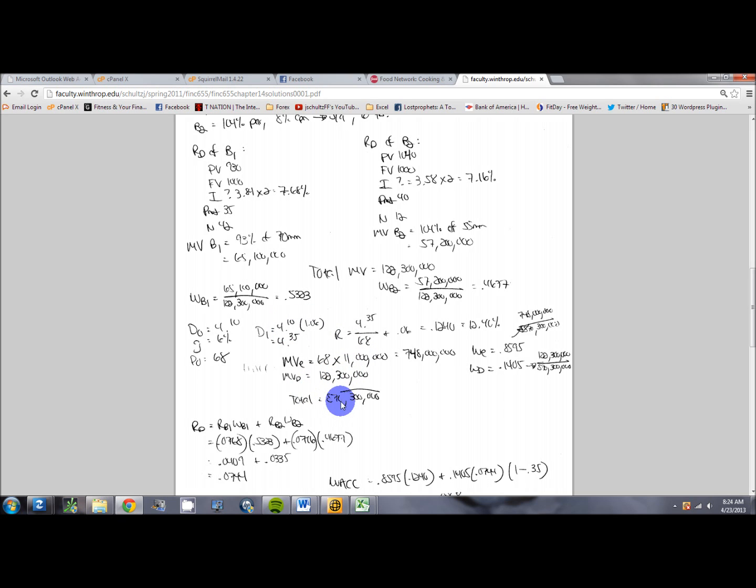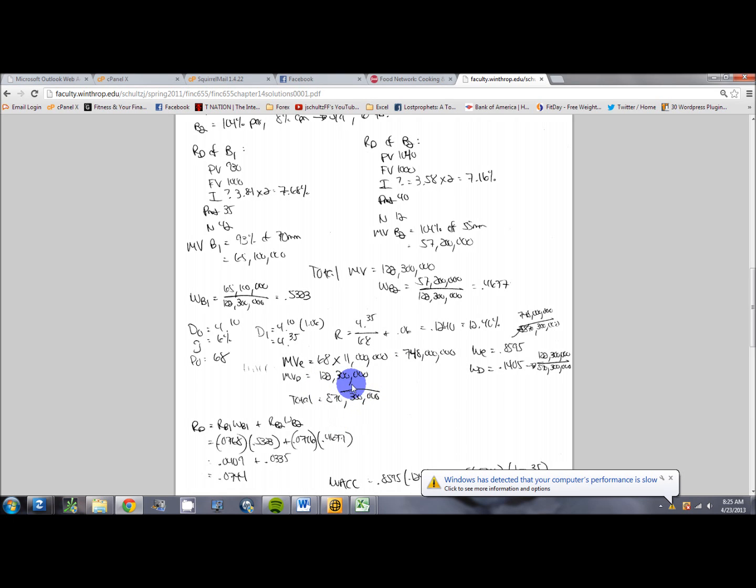Then you want to find the total value of the firm. This would be V, this is E, this is D. We already found D from up here: it's 122,300,000. E is simply the current share price times the number of shares outstanding, so it's 748 million. When you add these two together, you get 870,300,000.